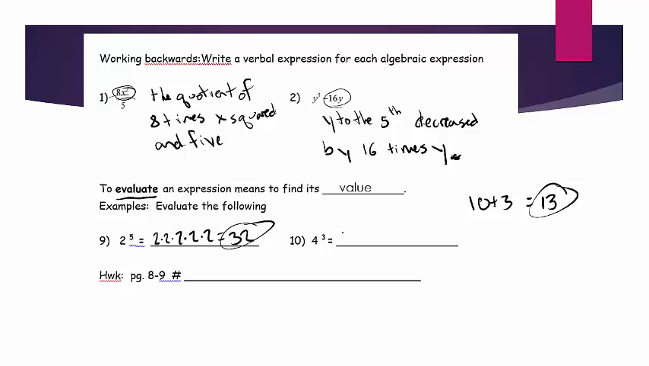Likewise, if I have 4 to the third, again, I'm not doing 4 times 3. I'm literally writing out 4 times 4 times 4. So I have 4 times 4, that's 16. 16 times 4 is 64. You can see that's much bigger than 12. So remember, exponents are powers and powers are powerful.